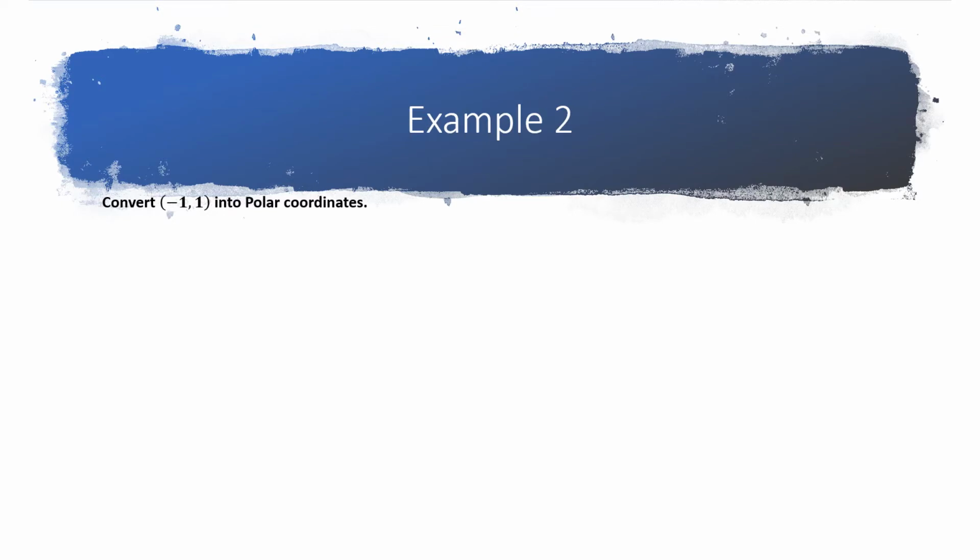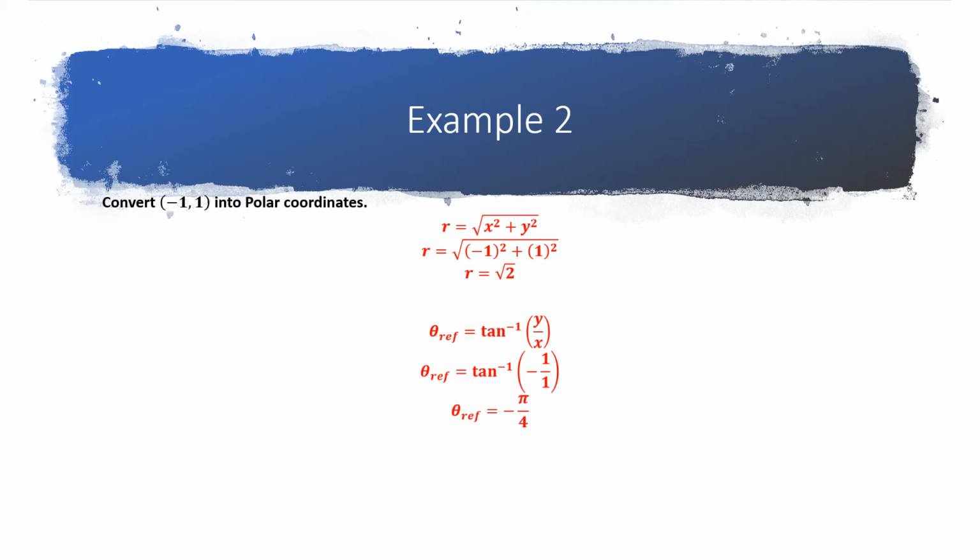Example 2, we want to convert negative 1, 1 to polar coordinates. So negative 1, 1 is the rectangular. And so I know that r equals the square root of x squared plus y squared, or in this case, the square root of negative 1 squared plus 1 squared, or r equals the square root of 2. I also know that theta, or the reference angle for theta, is going to be tan inverse of y over x, which would be tan inverse of negative 1 over 1.